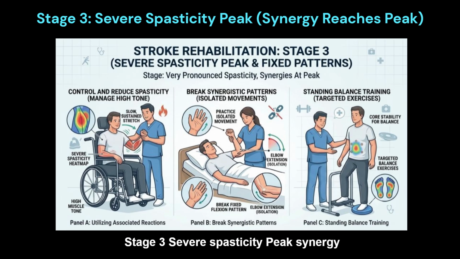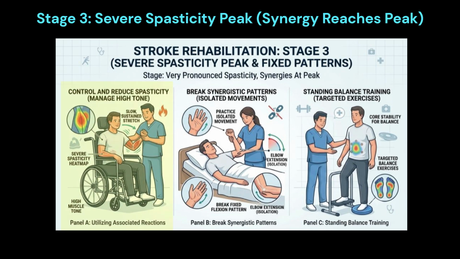Stage 3. Severe spasticity peak. Synergy reaches peak. Characteristics. Spasticity becomes very pronounced, with significantly elevated muscle tone. The upper limb typically presents in a flexion pattern, clenched fist, bent elbow pulled tightly against the chest, while the lower limb exhibits an extension pattern, stiff leg, inward turning of the foot, circumductive gait. The patient can voluntarily initiate synergistic movements, but cannot break free from these fixed patterns.